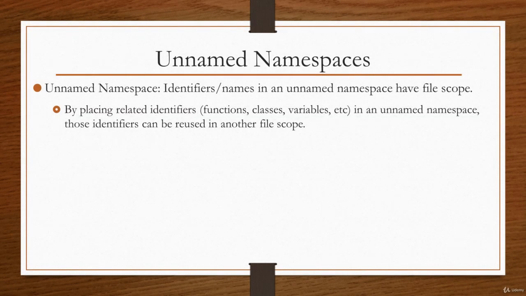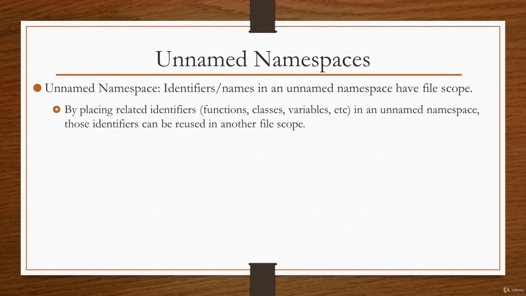It's important not to confuse the global namespace with an unnamed namespace. It can get a bit confusing, but unnamed namespaces are very handy, so that is why I'm covering it here for you. We are familiar with the global namespace or the global scope, where identifier names have global scope. And of course, if you have two identical names or identifiers in the global scope, that will cause a conflict.